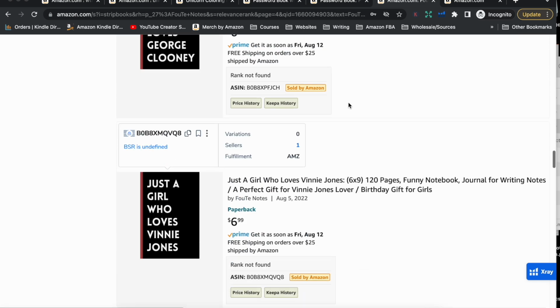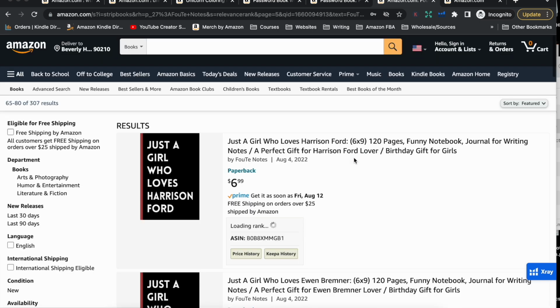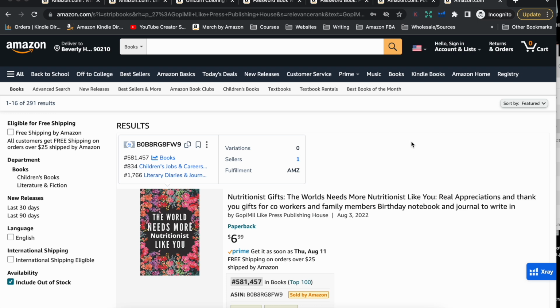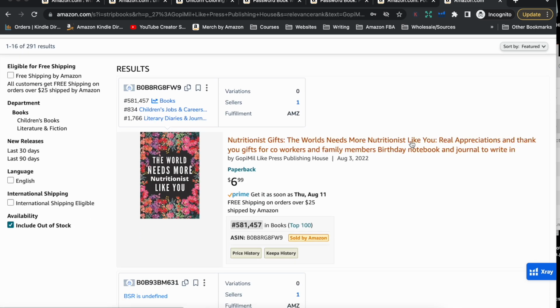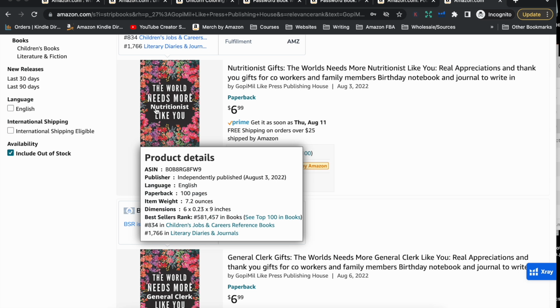Just uploading the same book over and over again, changing one tiny thing on the cover and uploading hundreds of them. Now, another one is the same idea. Someone has uploaded these, "The World Needs More, insert name here, Like You." And they've done the same thing. They basically just got the exact same design. All they've done is change this one word in the middle here.